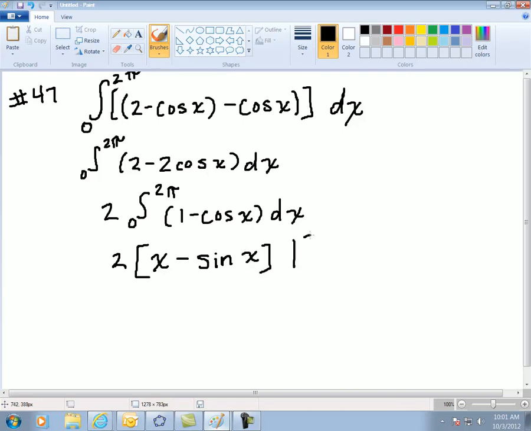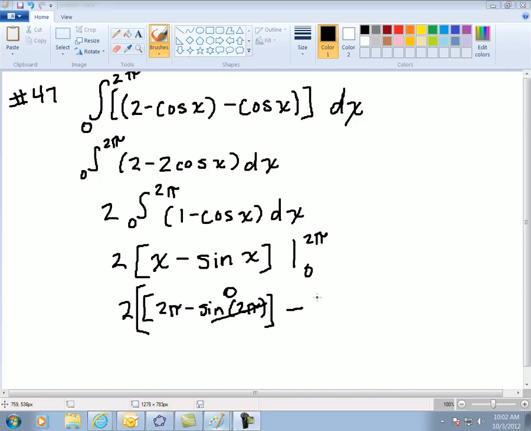Now I need to evaluate that at 2 pi and 0. So the first time in, I get 2 pi minus the sine of 2 pi, but the sine of 2 pi is just 0. And now my 2 is out front. And then here, I'm going to subtract off the 0 in for x minus the sine of 0, which is again just 0. So this all becomes 0.